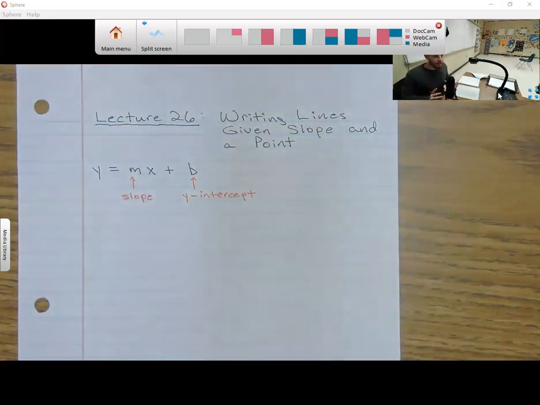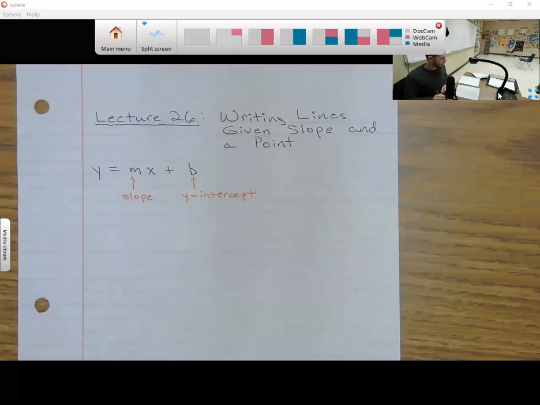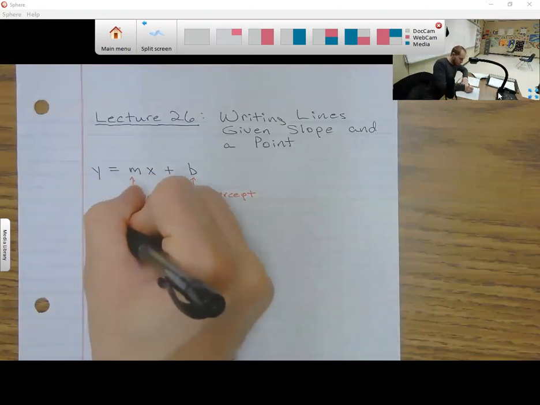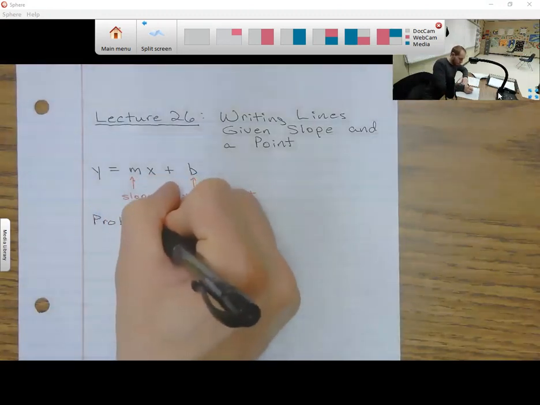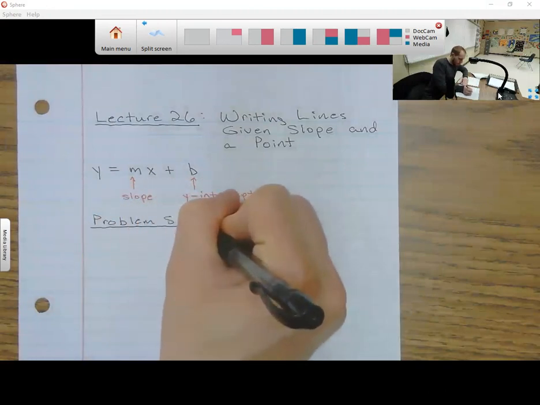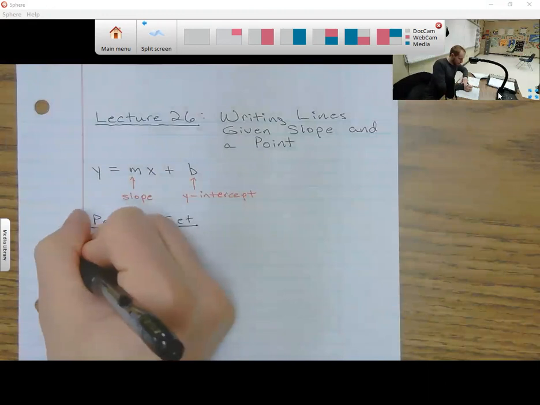And today what's going to happen is you'll see questions where they'll give you the slope and they'll give you a point, and then they'll say, okay, given all this information that we've given you, can you write your answer in the form y equals mx plus b? So let's look at the first one on the problem set. The first one I want to do is number 2.